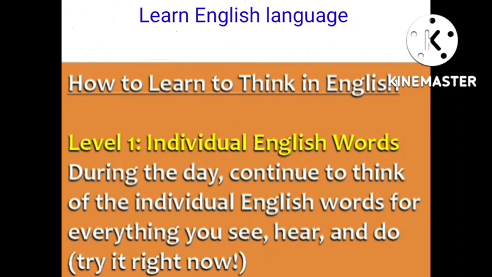Try this exercise right now. Look around you and think of all the English words you can. I'd imagine you can think of at least 10 words.